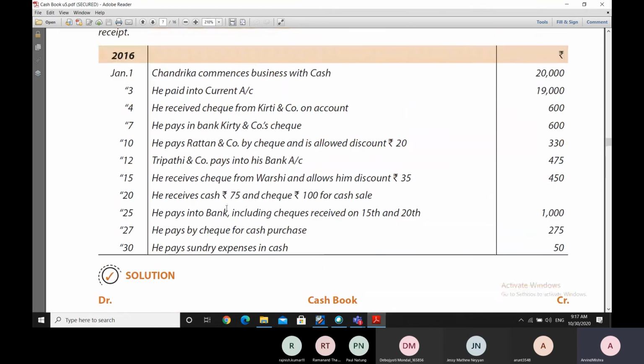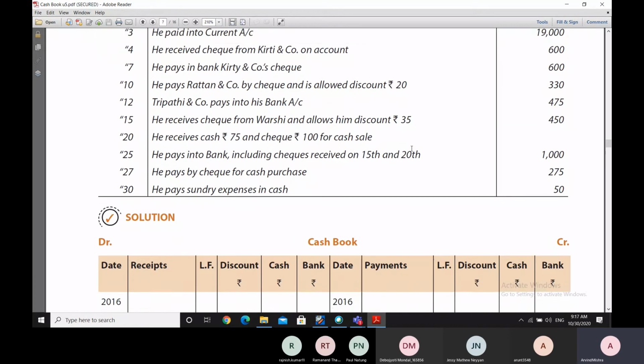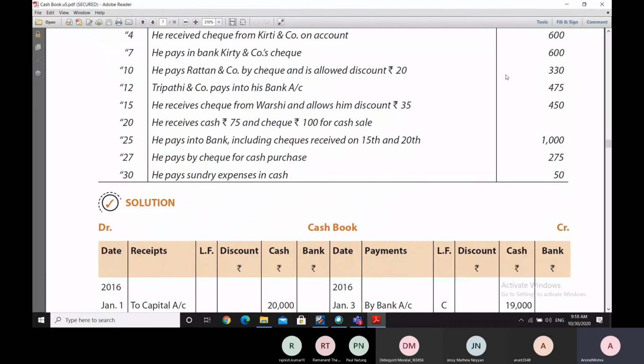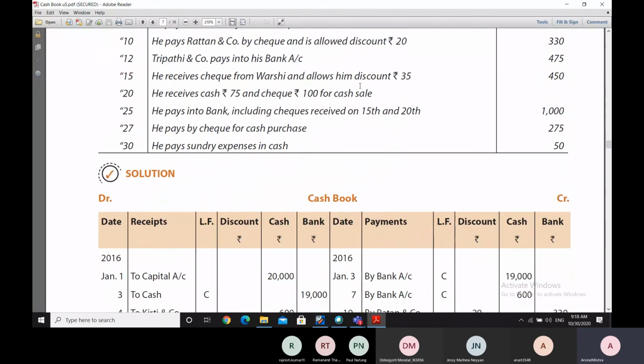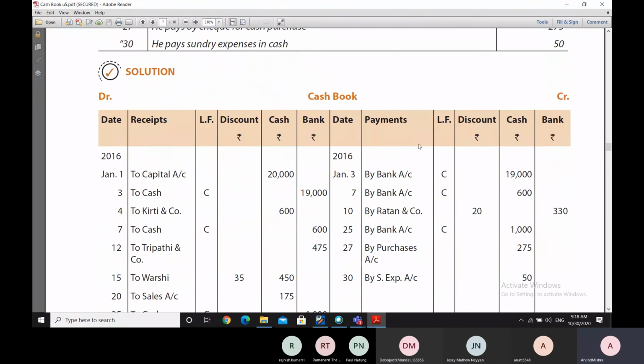Now let us go to the next one. He pays Ratan Company by check and is allowed discount, 20 rupees, 330. He pays 330 rupees to Ratan Company. So we are seeing this entry here that Ratan and Company is paid 330 rupees from the bank by check. So this check amount, 330, is written in the bank column because the check is paid, and the discount which is allowed is 20 rupees.